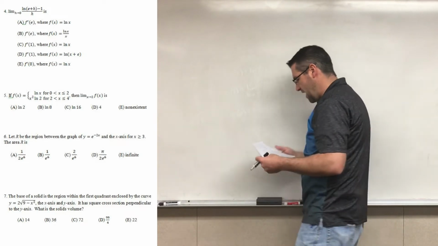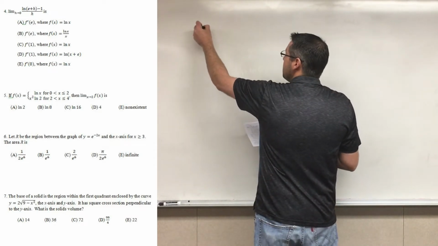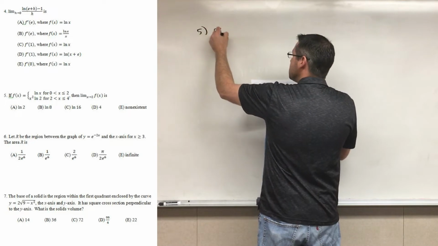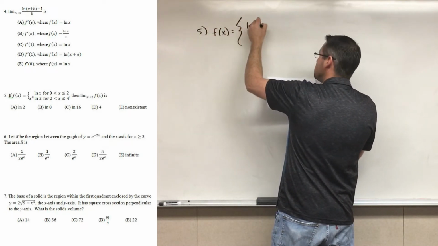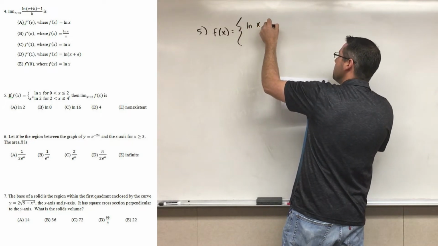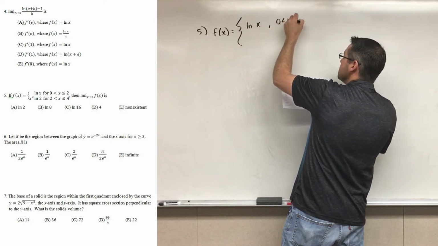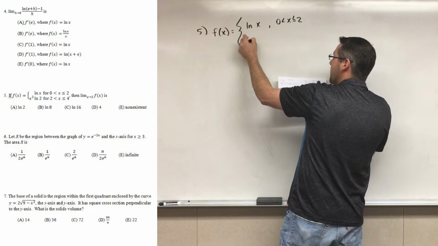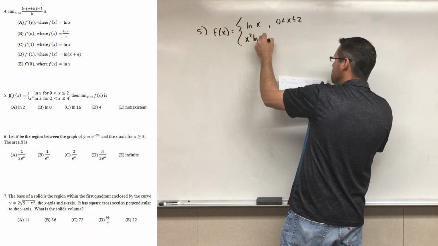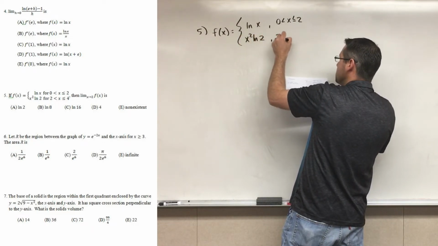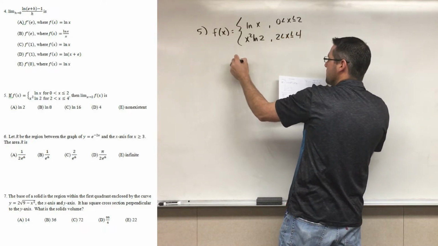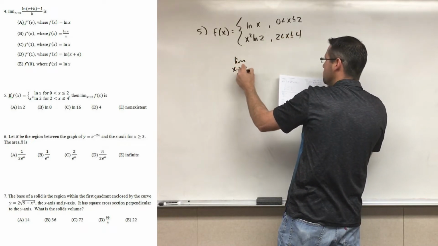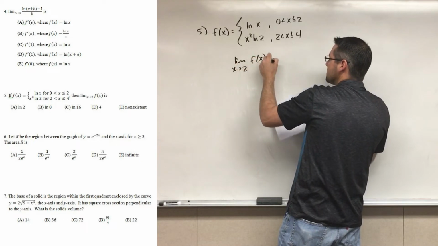All right, number 5. It says that f of x is equal to a piecewise function, where the first piece is the natural log of x for 0 less than x less than or equal to 2, and x squared natural log of 2 for 2 less than x less than or equal to 4. And we are looking for the limit as x approaches 2 of f of x.